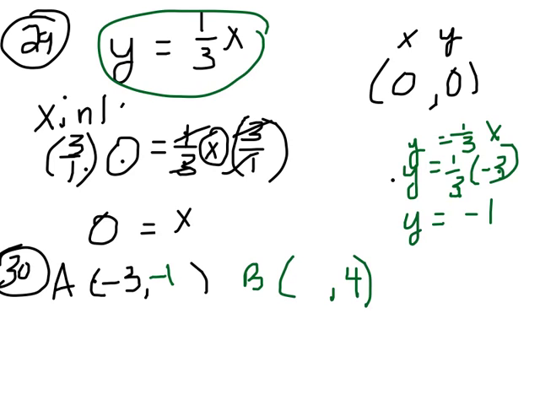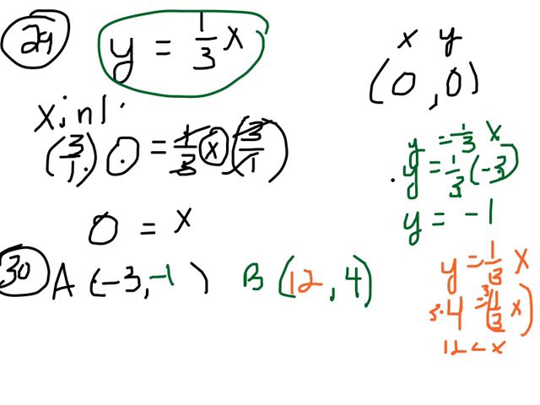And B is the point on the line whose y-coordinate is 4. So this time y is 4. Let me do that in a different color. I want to use that equation and plug in y is 4. 4 is equal to 1/3 x. To get rid of the 1/3, I'm going to multiply both sides by 3. So 12 is x. Okay, so there's the 12.